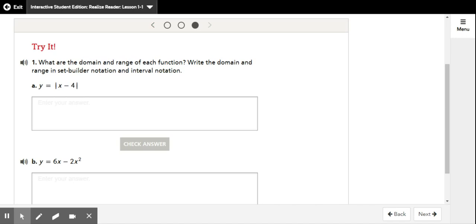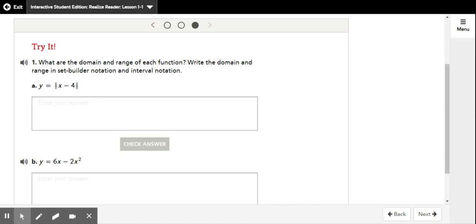So what we see is the absolute value function graphed where it is. So y equals absolute value of x minus 4 is here. The vertex is right here. So if it's asking me for the domain, the x values can be anything, right? It's going forever to the left, it's going forever to the right.